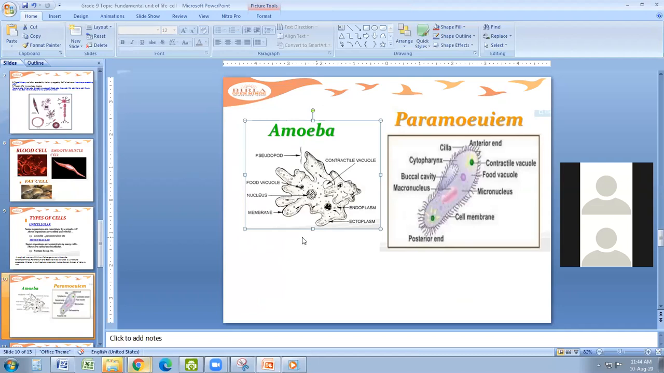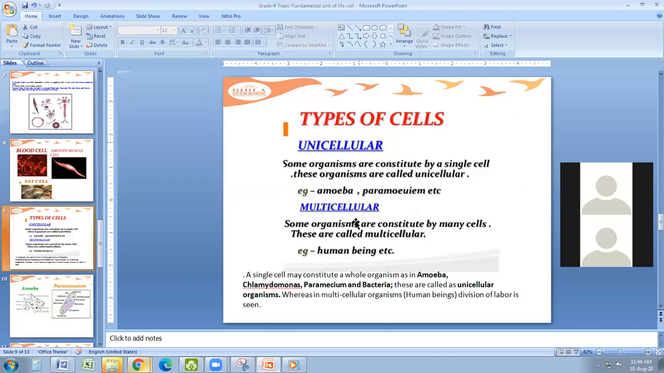So here you can see the different parts of this amoeba. It has a pseudopodia, food vacuole, nucleus, nuclear membrane, endoplasm, ectoplasm, contractile vacuole. We have already learned about the functions of amoeba, how the nutrition takes place in amoeba, in your lower classes. So we were talking about the unicellular and multicellular organisms. The examples for this are amoeba and paramecium.